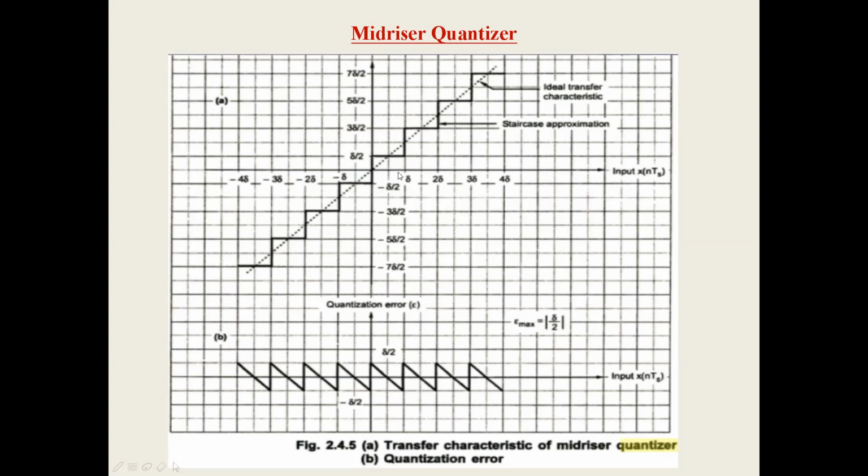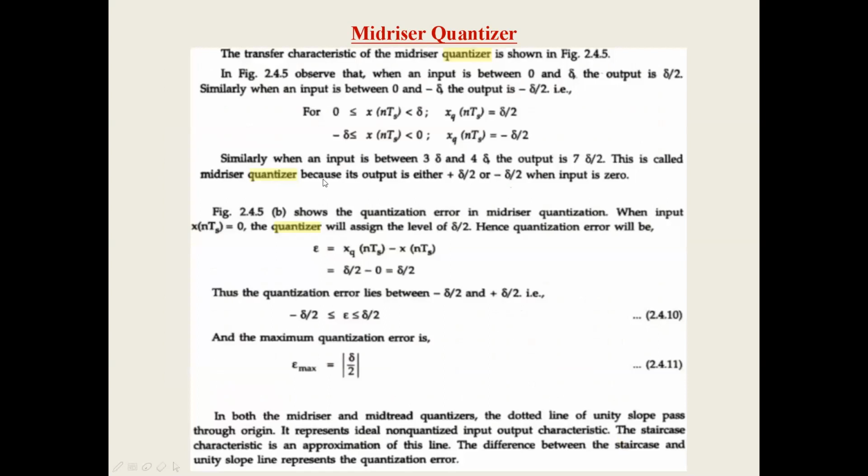And from 0 to delta, that means when the input is up to delta, its value is delta by 2. When the input is up to minus delta, its value is again minus delta by 2. So you can understand the conditions like this. For 0 less than or equal to x of nTs less than delta, the output of the quantizer xq of nTs equals delta by 2.